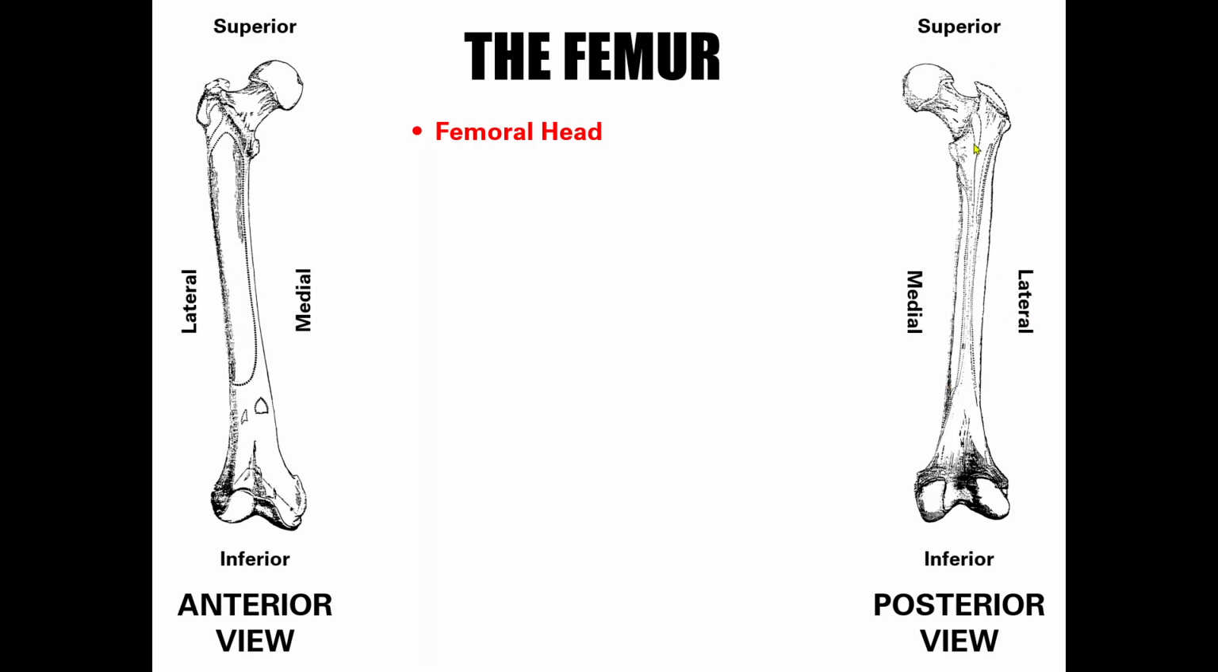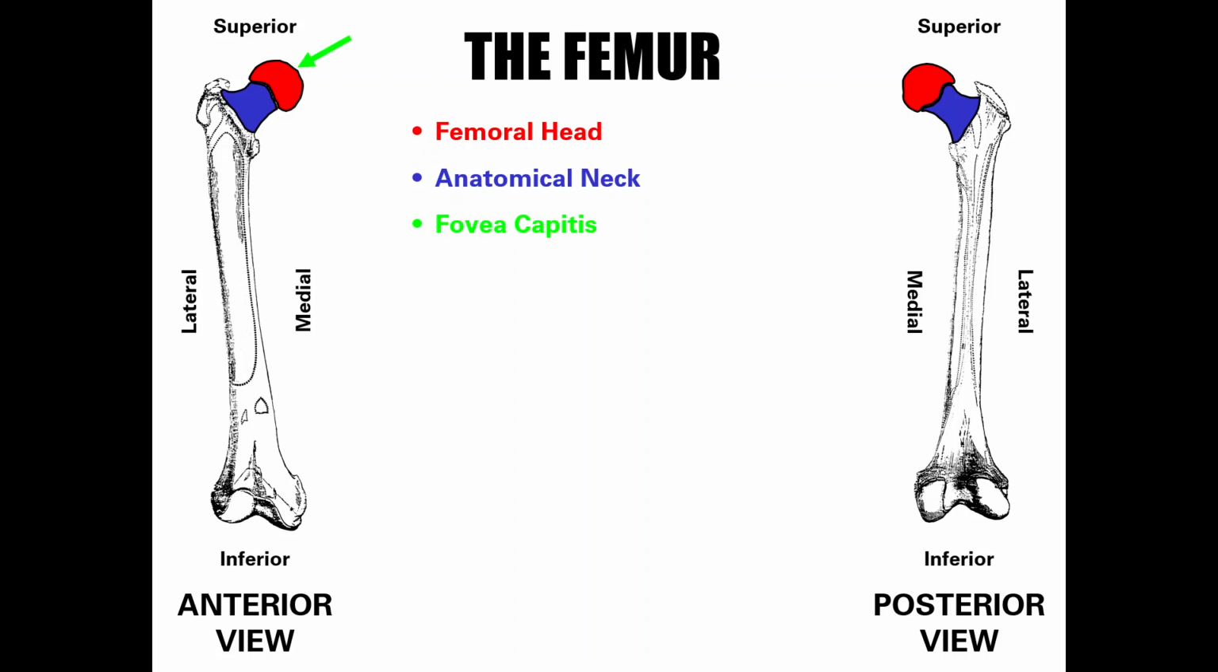And most of the features are going to be at the epiphysis, so at the top or the bottom of the bone, and we'll go through them. So we have our femoral head. As I said, it's on the medial side. It is one way to determine if it's a right or left femur. You have the anatomical neck, which is right below the femoral head.